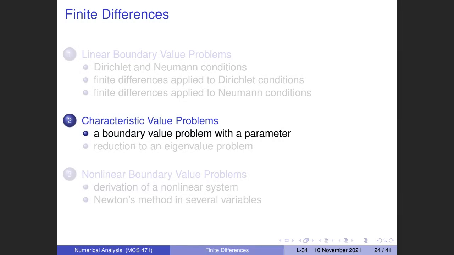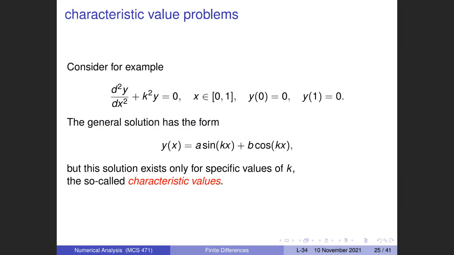The essence of the lecture has actually passed now. Let's look at more interesting problems. Let's look at characteristic value problems, which apply to solving boundary values with a parameter. And why are we doing this? Well, we can reduce this to an eigenvalue problem. If you don't want to use the word eigen, a synonymous word is characteristic. So the eigenvalues are the characteristic values.